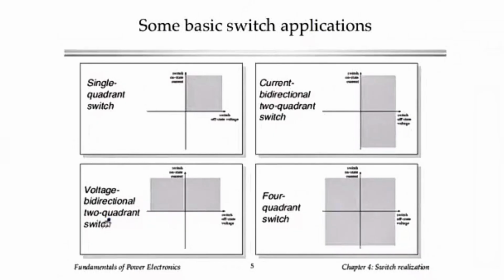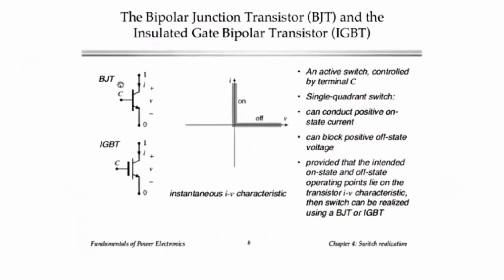The third example is the voltage bidirectional 2 quadrant switch, in which the switch has to block both polarities of voltage when it's off and only conduct one polarity of current. And finally, we have the 4-quadrant switch, the most general case where the switch may have to do anything. It can block either positive or negative voltage when it's turned off, and it can conduct either positive or negative current when it's turned on. So let's move to power transistors such as the bipolar junction transistor and the newer insulated gate bipolar transistor.